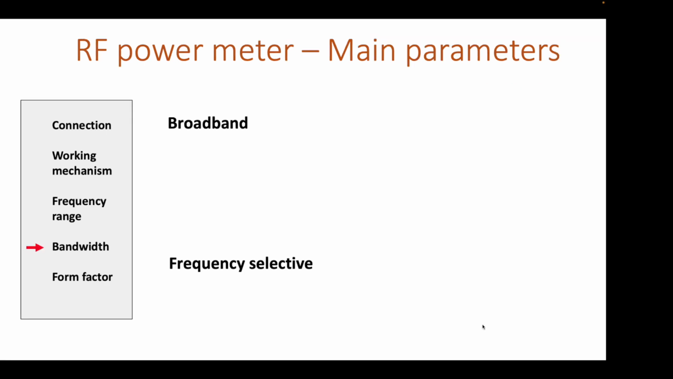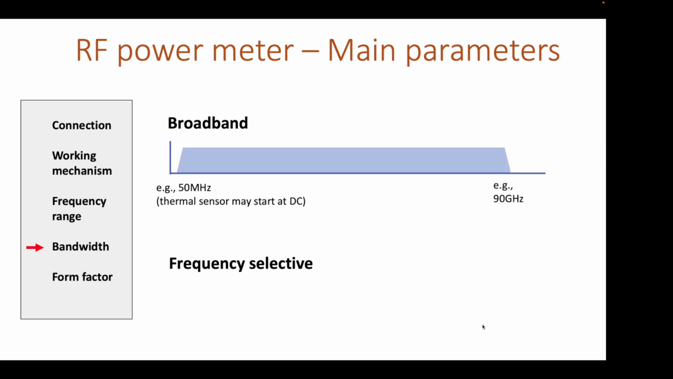Now the typical type of power meter actually will be a broadband power meter. So that will basically take a very broad frequency range that might be, for example, from 50 megahertz all the way up to perhaps 90 gigahertz. So that's an enormous range. And those equipped with a thermal sensor might even start all the way down at DC.